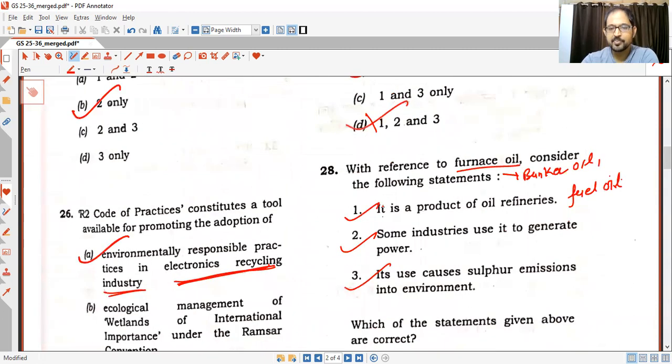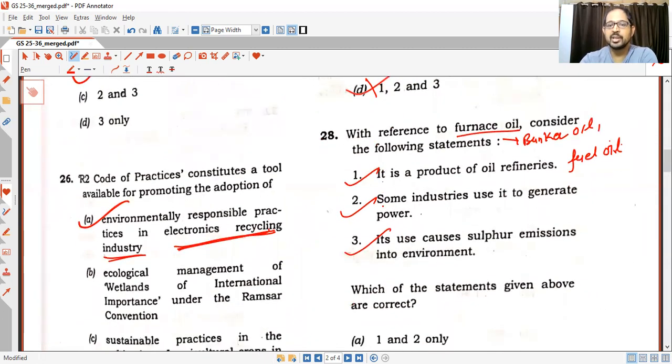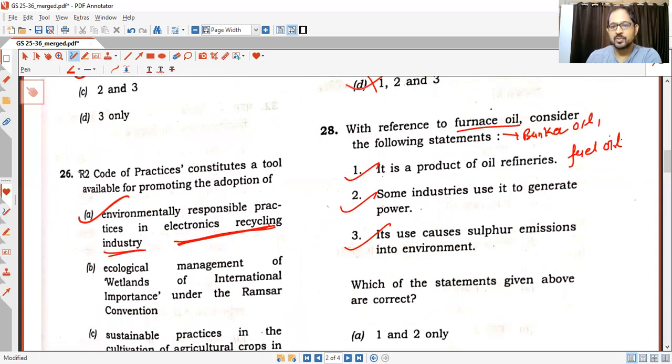Coming to question number 28, with reference to furnace oil, consider the following statements. The furnace oil is also known as bunker oil, fuel oil. Just the name. It is a product of oil refineries. Yes, when crude oil is refined into petrol, diesel, and other constituents, the furnace oil is also released as a residue. Some industries use it to generate power. It still is a product of petroleum, so it has some power generating capacity.